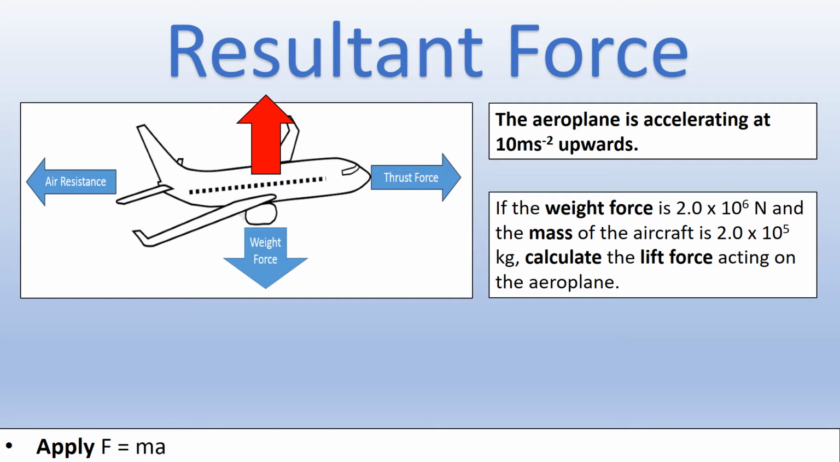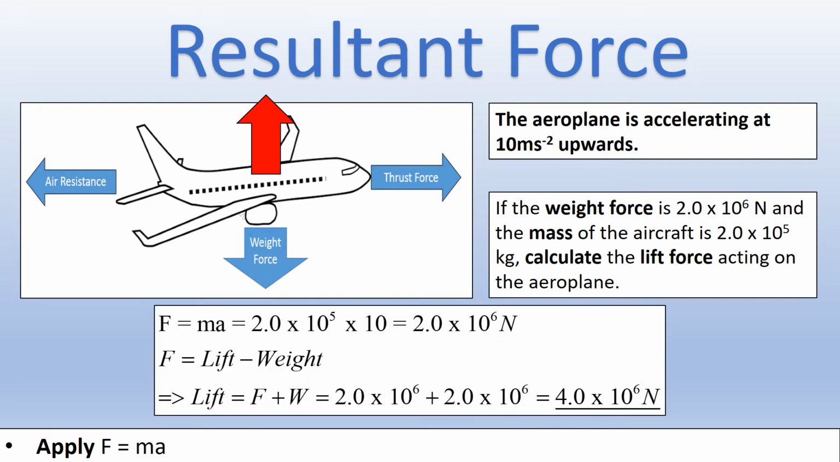So now we're actually going to do some calculation with it. We still have the same scenario. Acceleration is still 10 meters per second squared upwards. But we're now told that the weight force is 2.0 times 10 to the 6 newtons, and the mass of the aircraft is 2 times 10 to the 5 kilograms. And we want to calculate the lift force on the airplane. So again, pause the video, have a go, see if you can figure it out, and then we'll take a look at what the answer is.